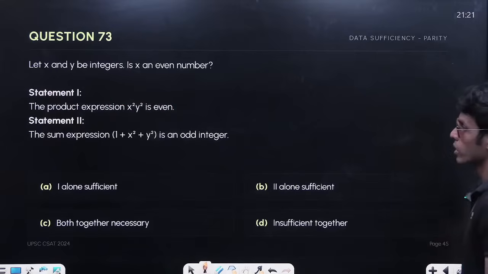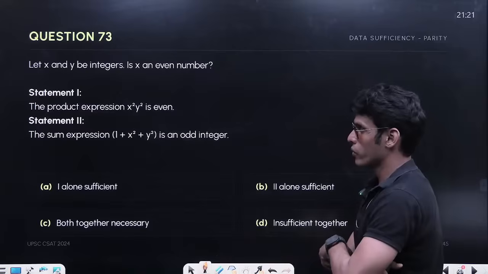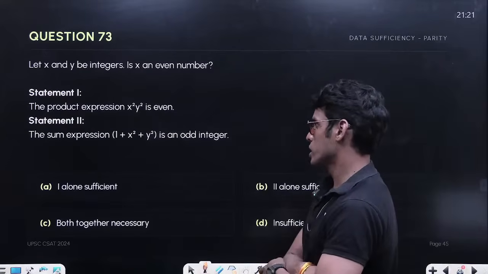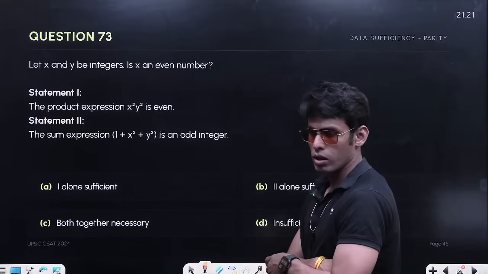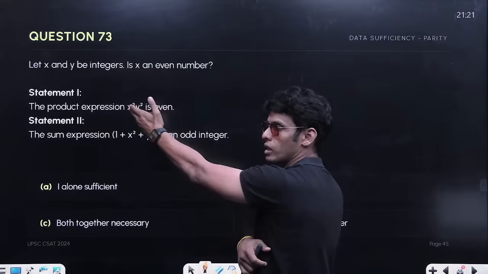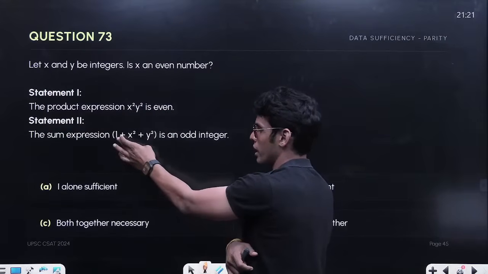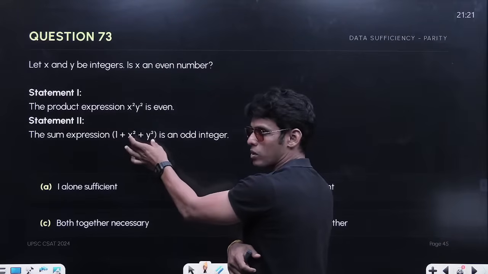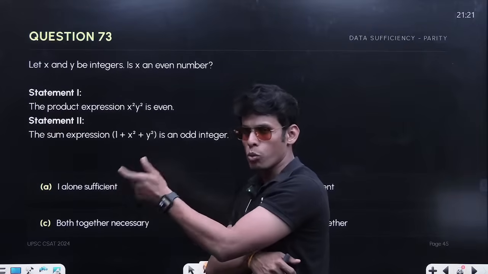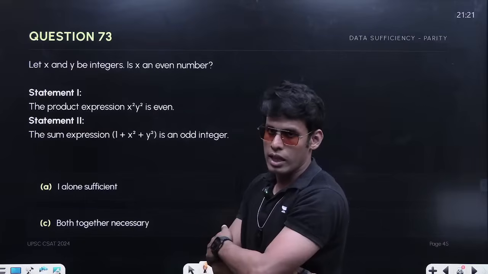Now, let x and y be integers. Is x an even number? The product expression is even. The sum expression is an odd integer. Obviously these two individually cannot answer this, because if y is even, then x is immaterial. And if the sum expression is odd, then x square plus y square has to be even. If x and y are both odd, or both even, the sum of them will be even.